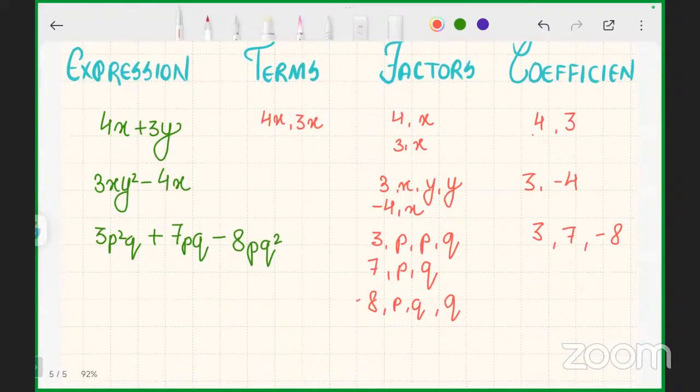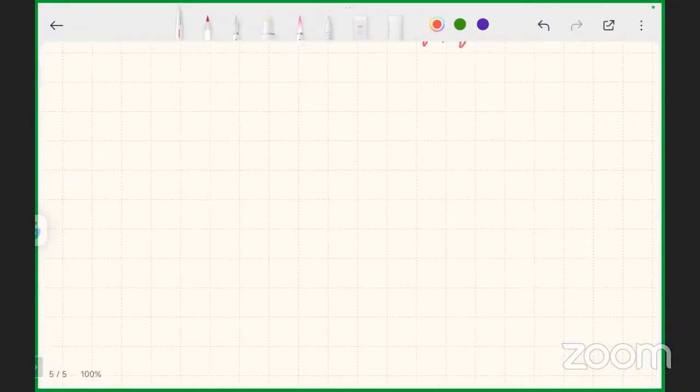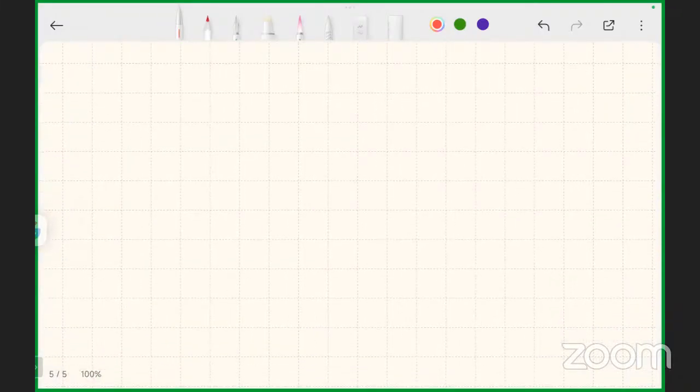Now let's write the next topic, that is like and unlike terms. If we have degree, then we can learn addition, multiplication, division. Like and unlike terms.